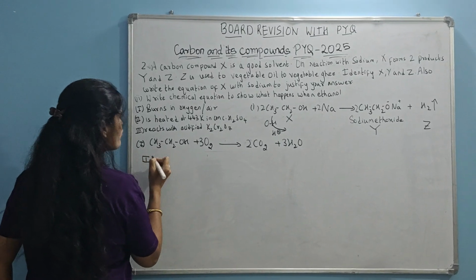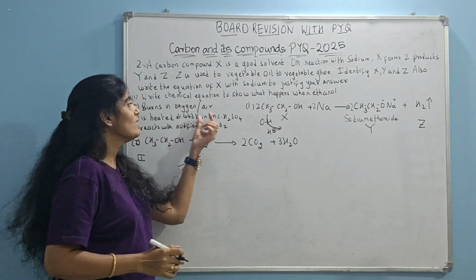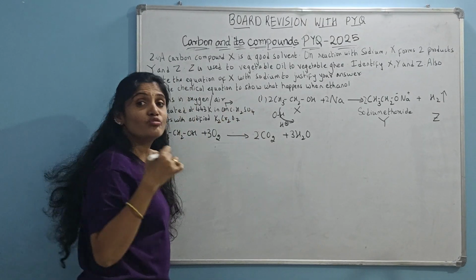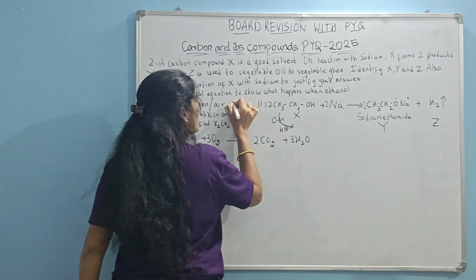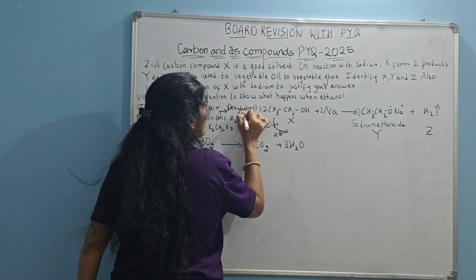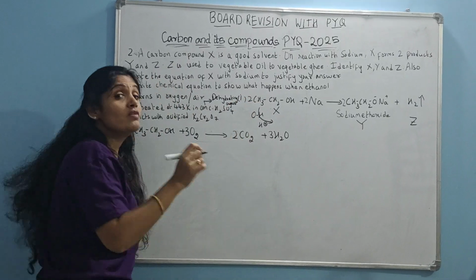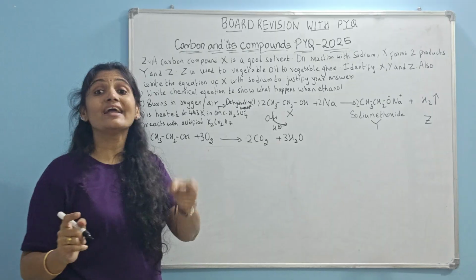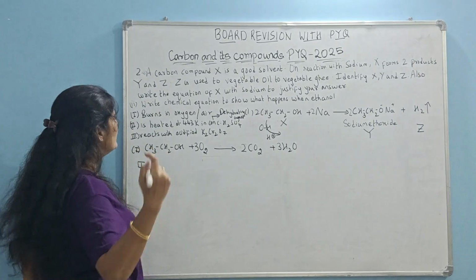Let me do the second reaction. Ethanol is heated at 443 Kelvin in concentrated H2SO4. Here what is the role of excess concentrated H2SO4? It is acting as dehydrating agent. I told you in the previous question, what is dehydrating agent? Dehydrating agent will remove water from the molecules. Okay, here concentrated H2SO4 is acting as a dehydrating agent. We will use it in excess.